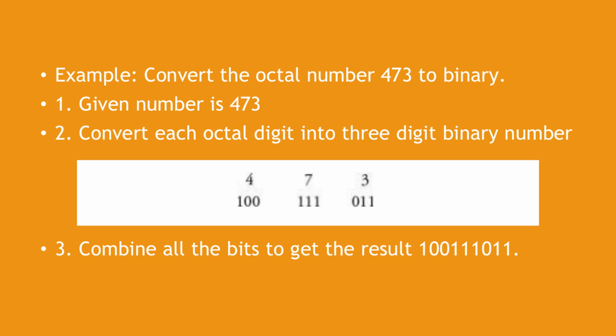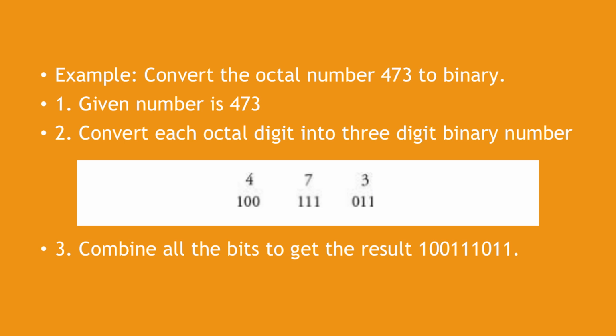473 to binary numbers. So first of all, convert each octal digit into 3-digit binary numbers. So what do we have?